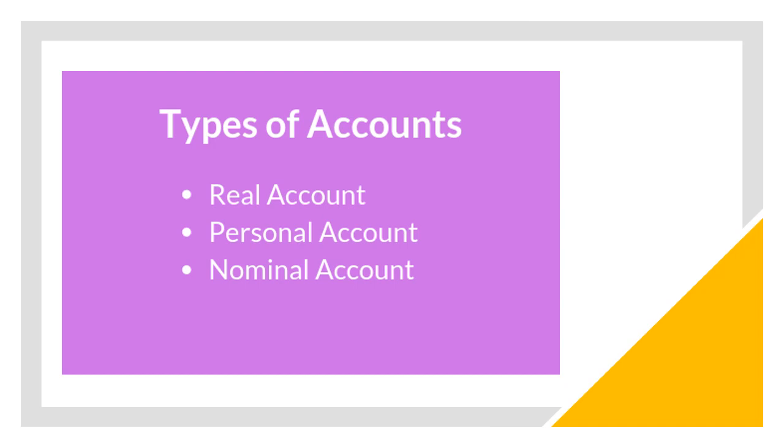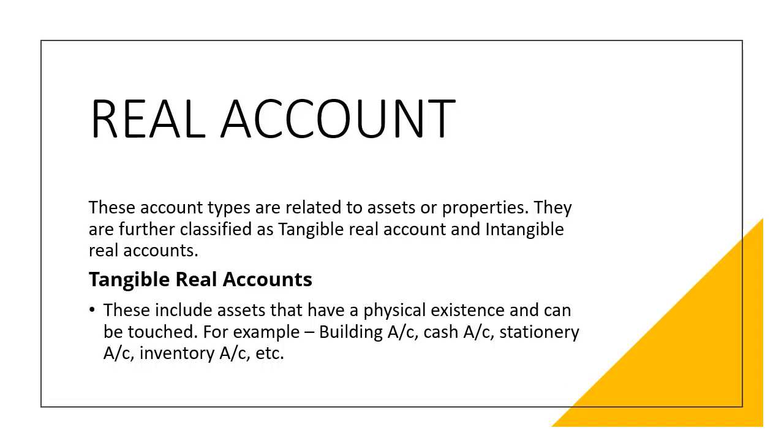And for every understanding, you should know which type of account we are referring to. So we'll be discussing three main accounts: real account, personal account and nominal account. First, let's have a look at the real account. Real account, as the name says, refers to assets and properties. It includes your inventories, cash, building. All these things are counted in your real account.